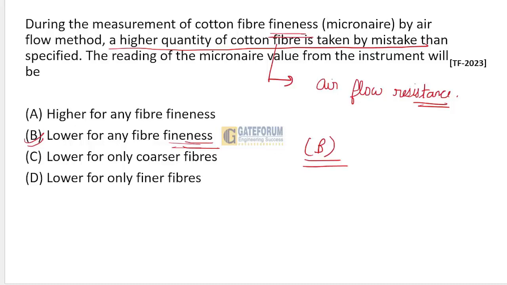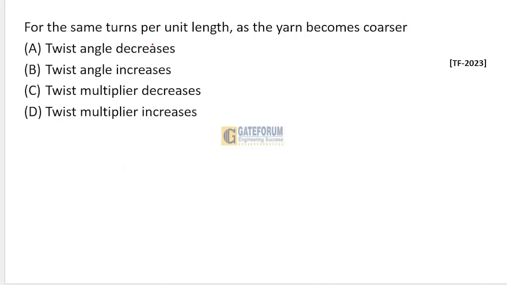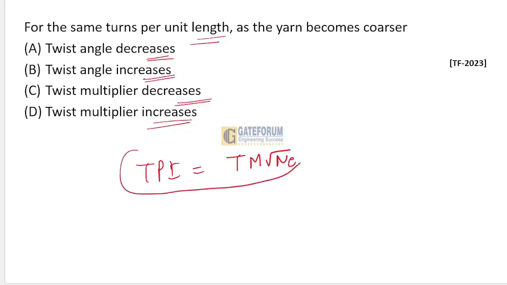Now coming to the next question. It says that for the same turns per unit length, as the yarn becomes coarser, the twist angle decreases, the twist angle increases, the twist multiplier decreases, or the twist multiplier increases. So if I talk about what this is actually saying, if you know the formula, TPI is equal to TM into under root Ne. Twist per inch is equal to twist multiplier into under root of count.